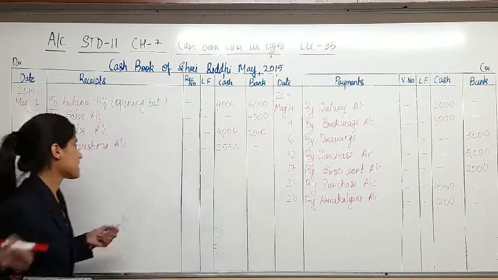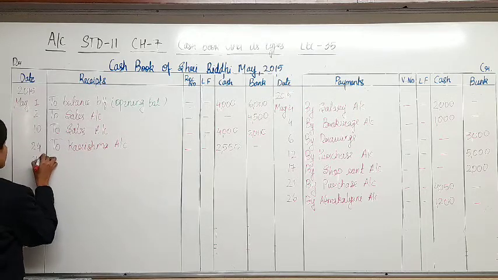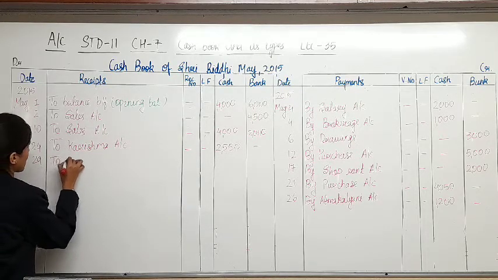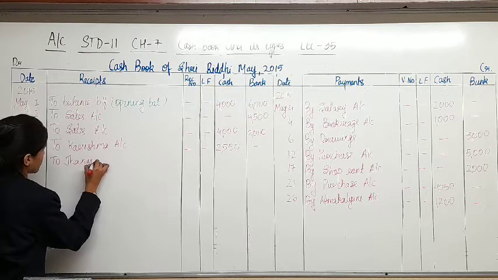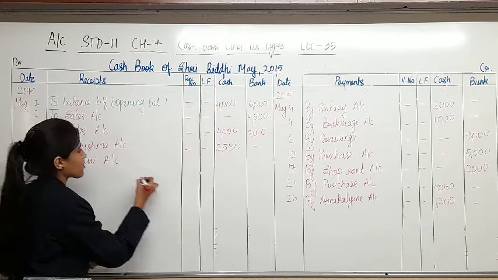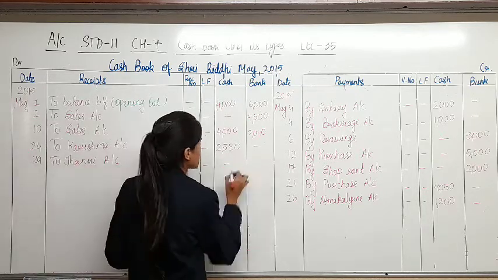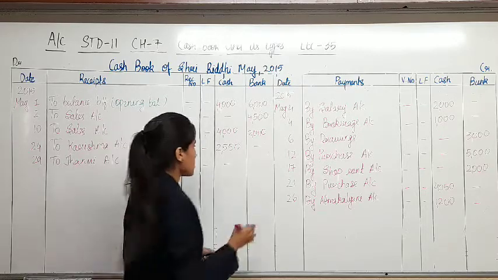So on receipt side, 29th of May to Janvi. Of course, amount in the column of bank. The amount is 3000.